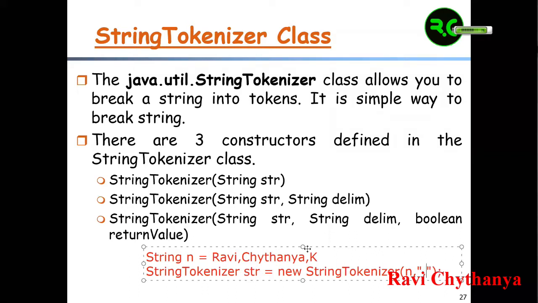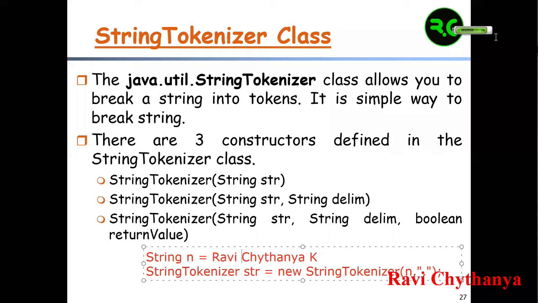The third constructor is going to take the string n, the delimiter, and whether you want to return the delimiters as values to the user or not, and then it is going to give us the return value. Like this we have the constructors for the StringTokenizer, and the StringTokenizer is going to convert the entire string into words or strings with the delimiter we have specified.